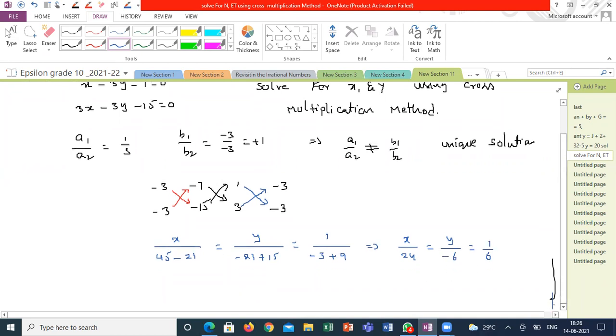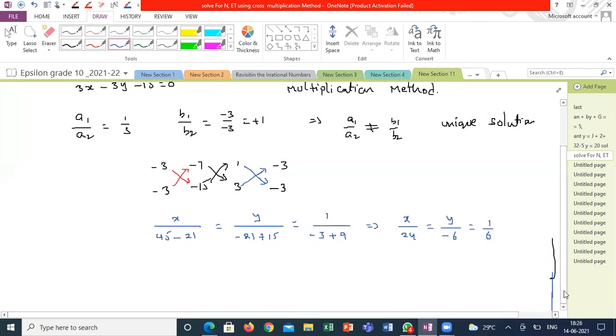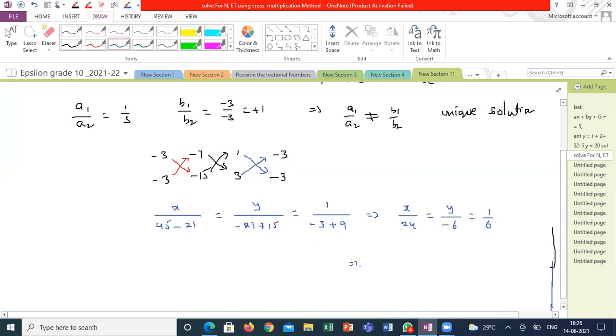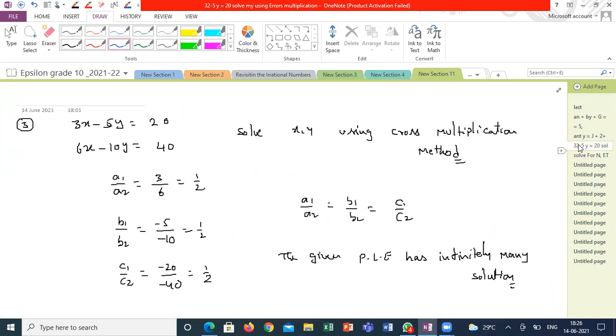Everyone got the same kind of ratio? Yes, sir. Sir, I have a doubt. Yes. Sir, if you get many solutions, then no need to calculate, sir. Now, if you get infinitely many solutions or no solution, no need to do this. You just wind up. So how did I do the previous question? What did I do here?